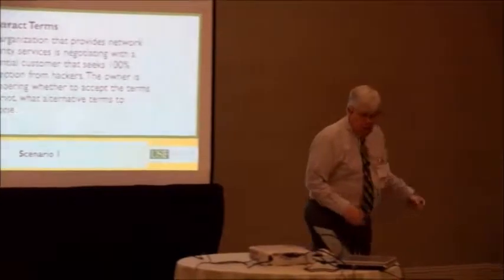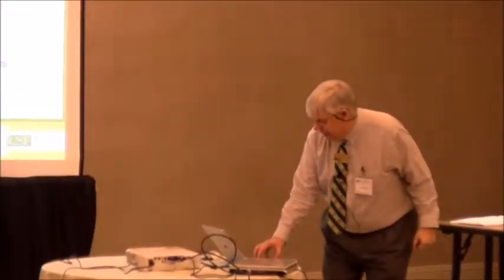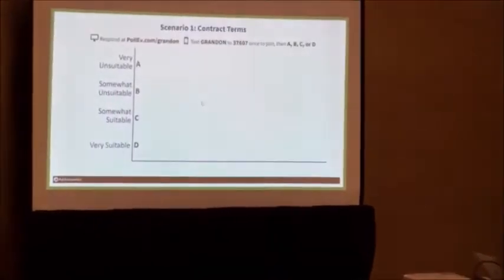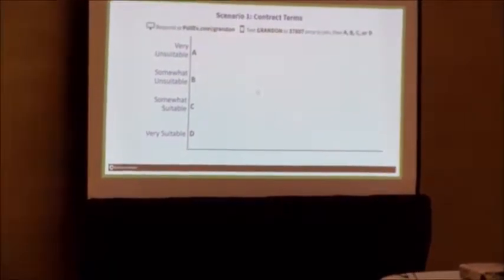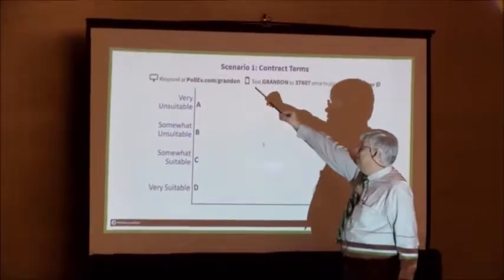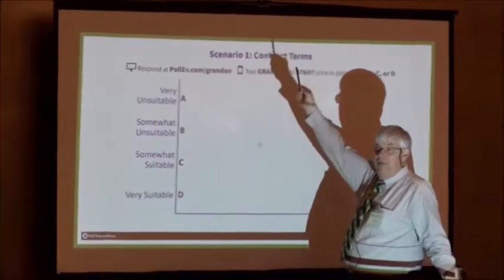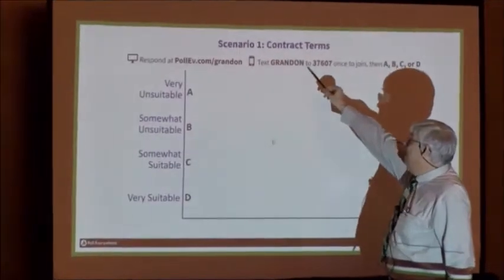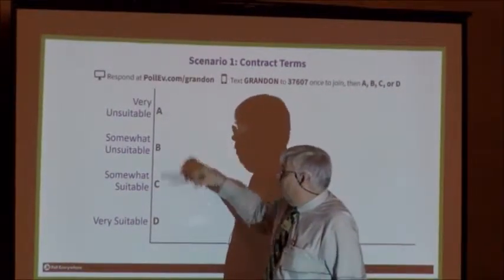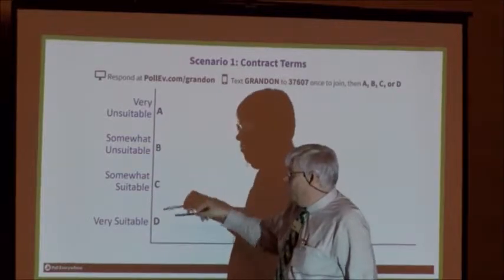Now, what we will now do is I'm going to move you, and I will take you back to the slide originally. If you go to pollev.com/Grandon if you've got a PC, or text Grandon to this, you will be given a choice of 4 options, A, B, C, or D.